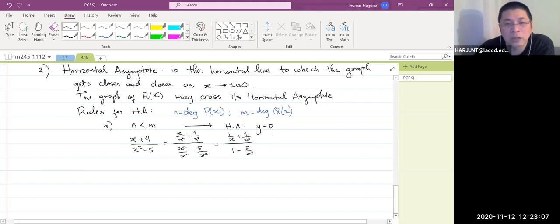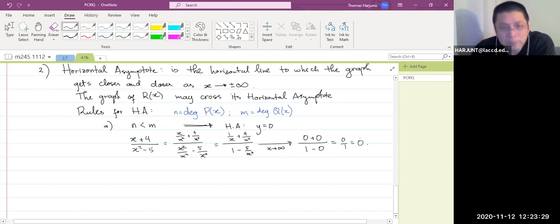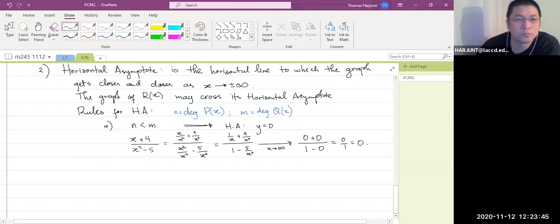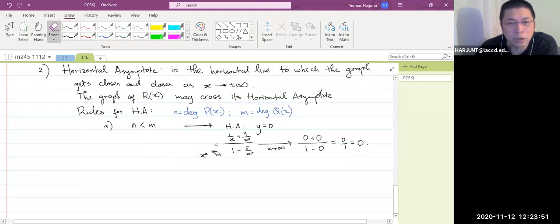Now, what happens when x goes to infinity? When x goes to infinity, then 1 over x becomes 0. 4 over x squared is 0. This 1 stays the same. Minus 5 over x squared is 0. So this is basically 0 over 1, which is 0. When you go very far to the right, or actually also when you go very far to the left, you will get the same result. So the value of the function will approach 0. Maybe at some point touching 0. Maybe. It doesn't have to, but could be. Okay. So for us to find the horizontal asymptote, we actually just look at the degrees on the top and the bottom.